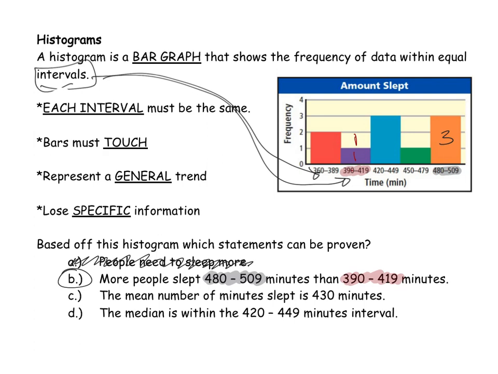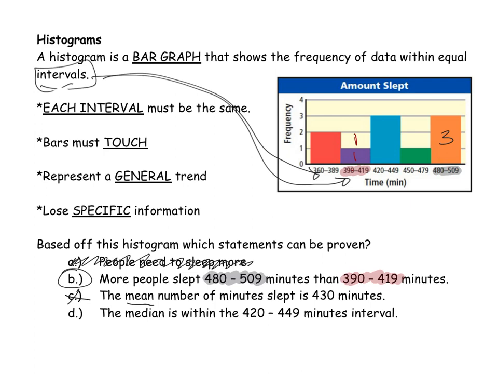Okay, C, the mean number of minutes slept is 430 minutes. Now, with the mean, we have to add up the specific values that each person gets and then divide by the number of them. We can't get that kind of specific information, and so C is not able to be found.